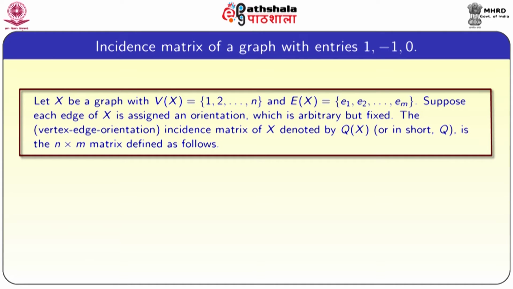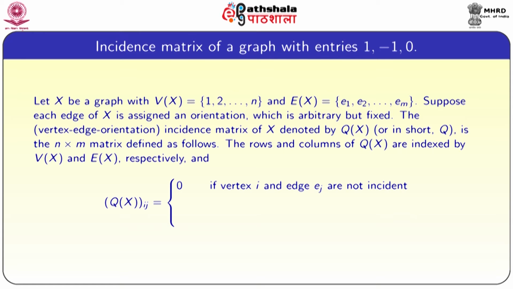Q(X) is defined as follows: the rows and columns of Q(X) are indexed by vertices of X and edges of X respectively, and the ijth entry of Q(X) is 0 if vertex i and edge ej are not incident. As we know, if we take a vertex and an edge, we say they are incident, whereas if we take two vertices, we say they are adjacent. So, if vertex i is not incident with edge ej, the ijth entry of Q(X) is 0.